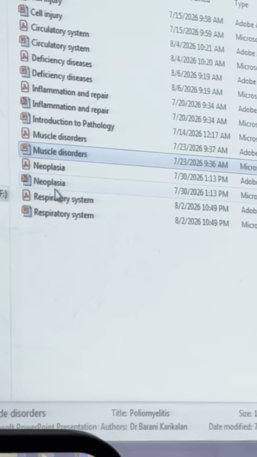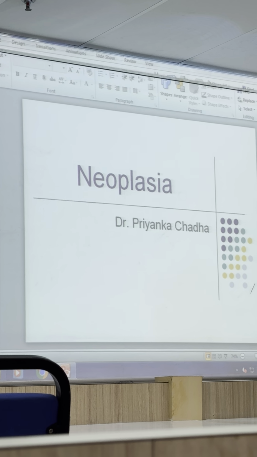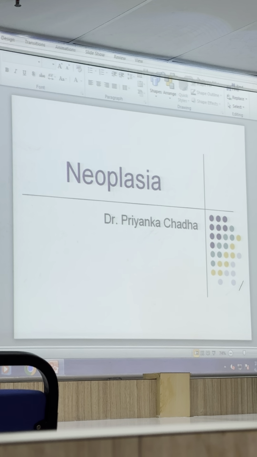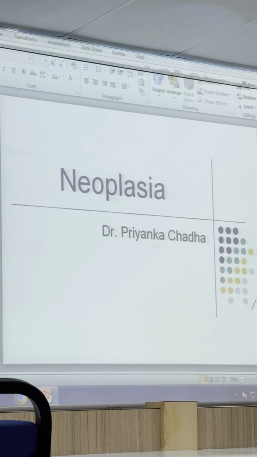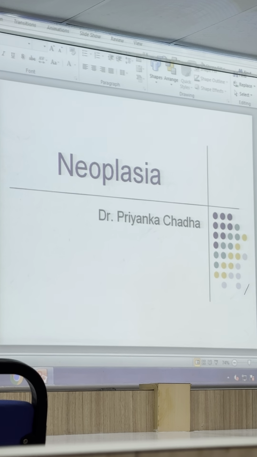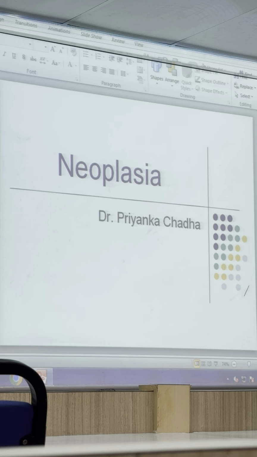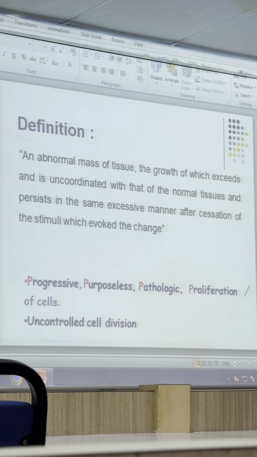Let's go to neoplasia. Yes, so polymyositis, myasthenia, don't need to go into those. At least the cause you should know for all: where they are affecting, and what are the clinical features. That you have to do for muscle disorders. I am not going into individual level. Okay.